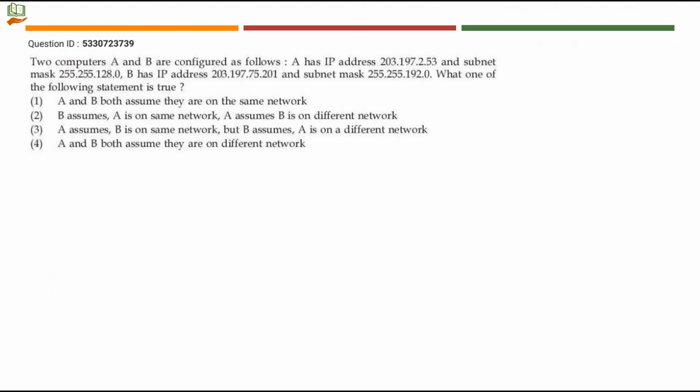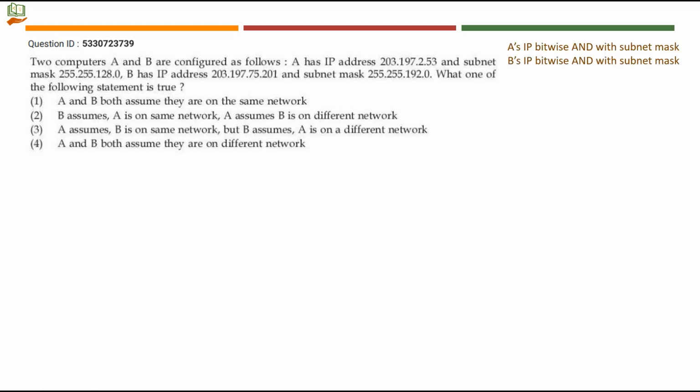Next question. Two computers A and B are configured as follows. A has an IP address and a subnet mask. B has an IP address and a subnet mask. Which one of the following statements is true? So they are asking from the perspective of A and B what they assume, whether they are on the same network or whether they are on different networks.